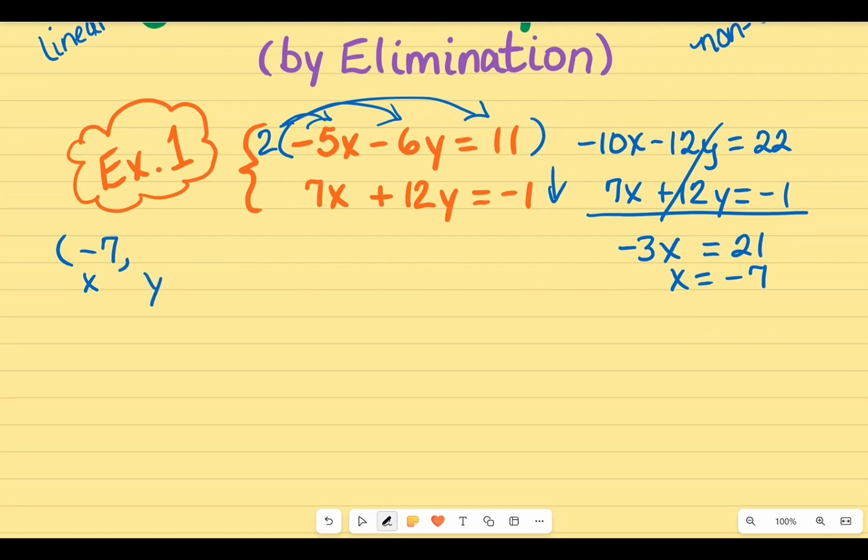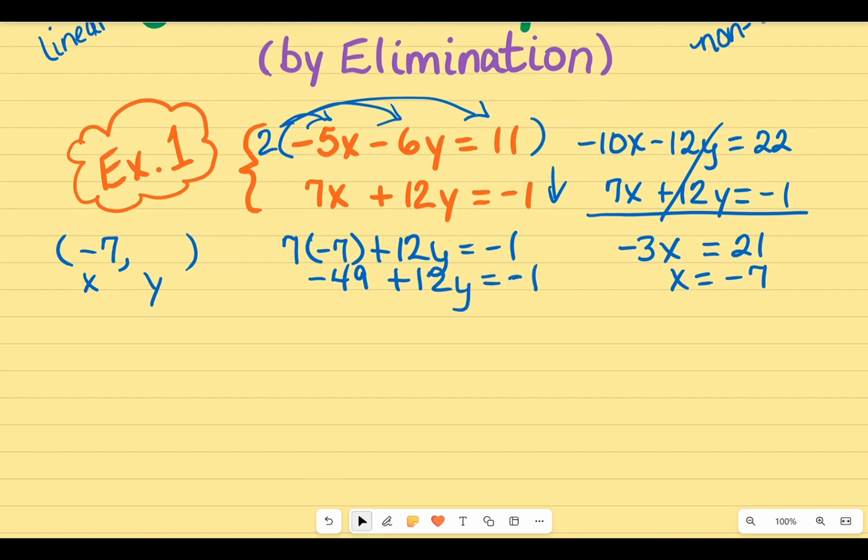Now I have to find my y value. For my y value, it doesn't matter which one of these systems I use, whichever one is easiest for you to use. You don't even have to use those. If you rewrote it over here and you wanted to use that, you could do that as well. So what I'm going to do is choose this 7x plus 12y equals -1, but instead of 7x, I'm going to replace that x with this -7 that I just found. So -49 plus 12y is equal to -1.